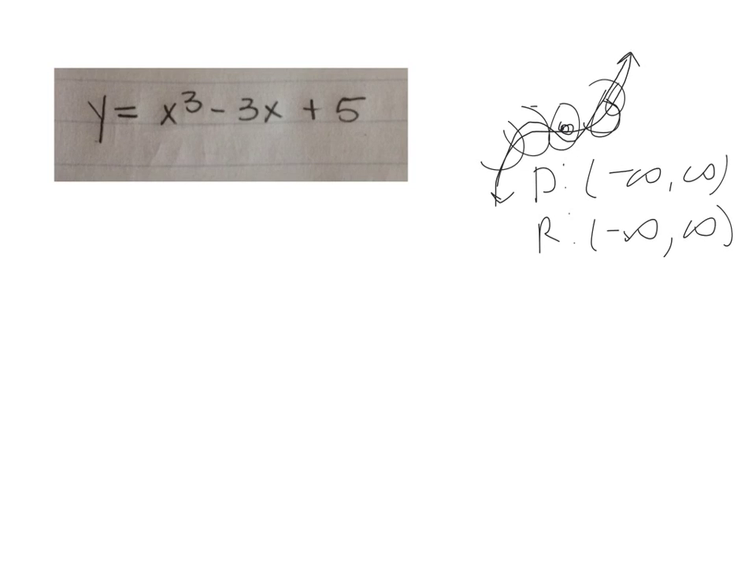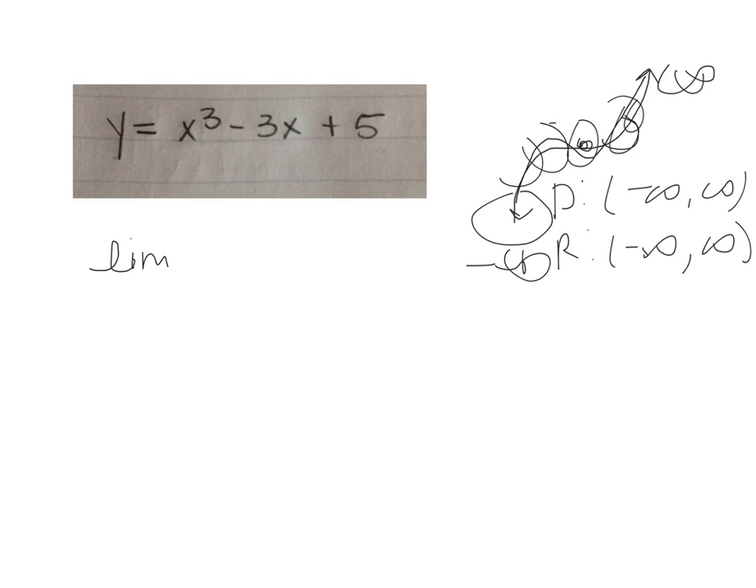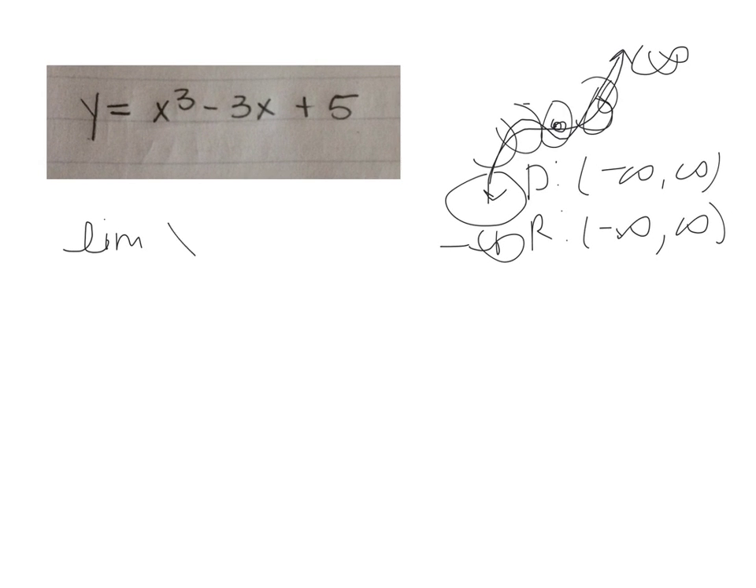However, we know that there are no asymptotes of any kind. We know that it should be going to negative infinity and positive infinity in the end. Those would be the end behaviors. But let's go ahead and write that out just for practice's sake. The limit of y as x goes to infinity.